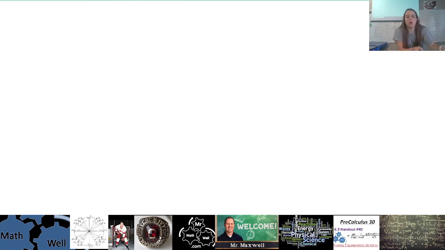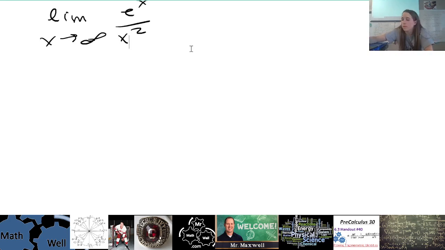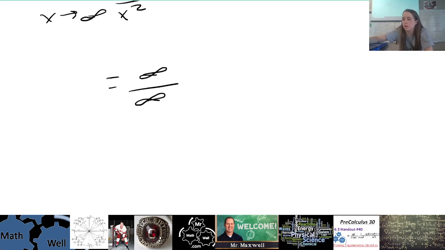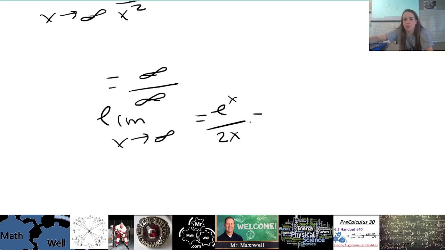If we plug in our values, we get this, and that cannot be determined. So we need to do L'Hopital's Rule again, which is taking the derivative of the top over the derivative of the bottom. So we have the limit as x approaches infinity of the derivative of e to the x, which is just e to the x, over 2x. But we run into a problem. That equals infinity over infinity again, which cannot be determined.